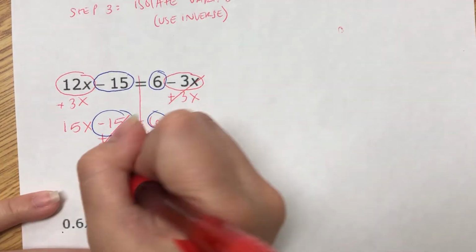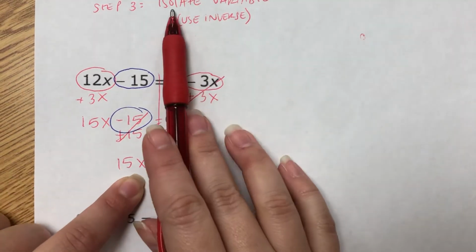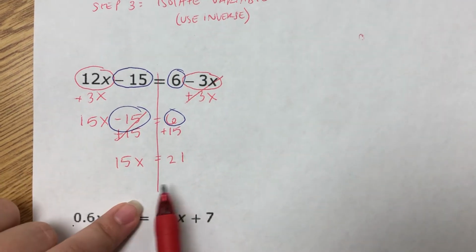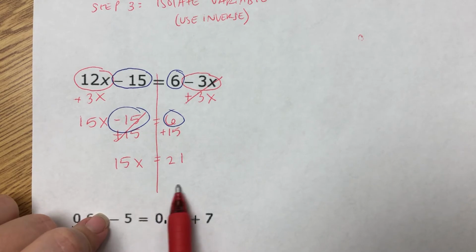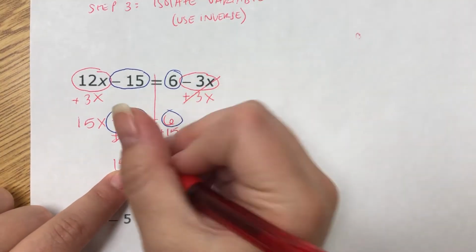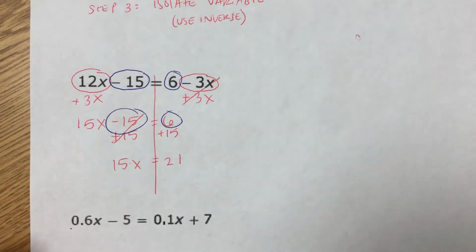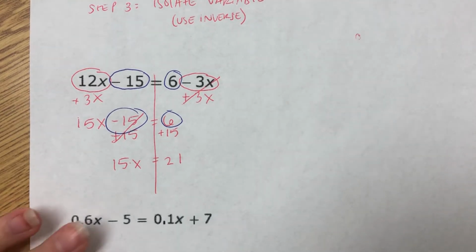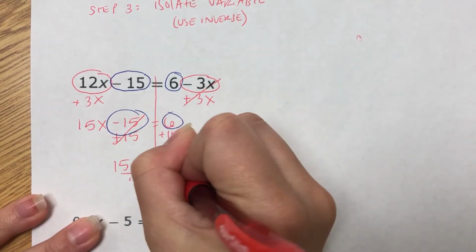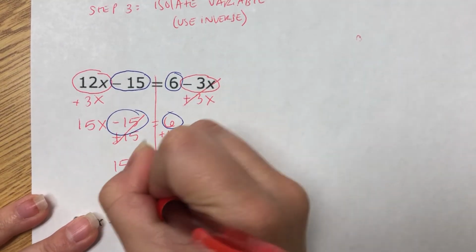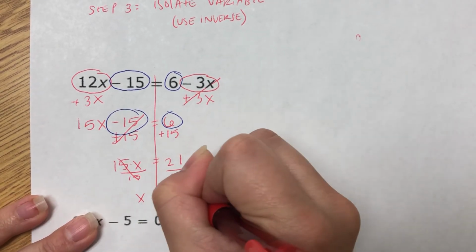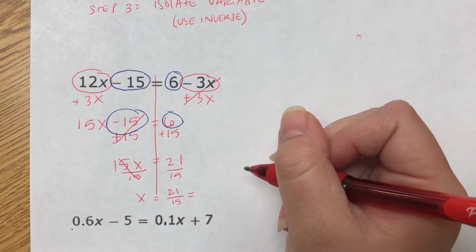Which leaves me to get the x isolated, which means that if the x is not all the way alone and it does not say x equals something, that's what I need it to look like. This x is right now being multiplied to this 15. That is what numbers and variables are doing when they sit right next to each other like that. So I'm going to take the 15 and divide it on both sides. I am left with x equals 21 over 15, which does reduce down.